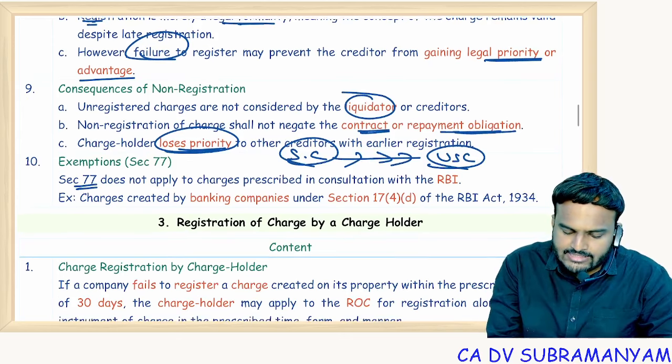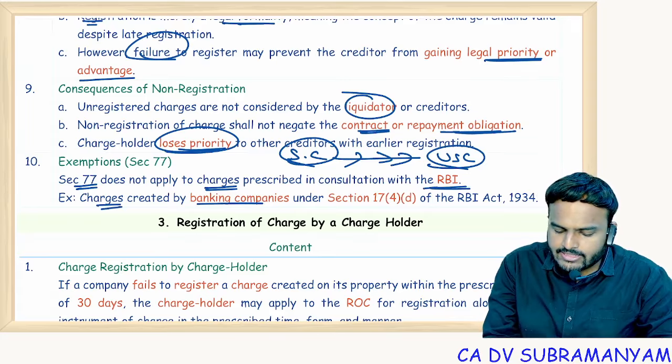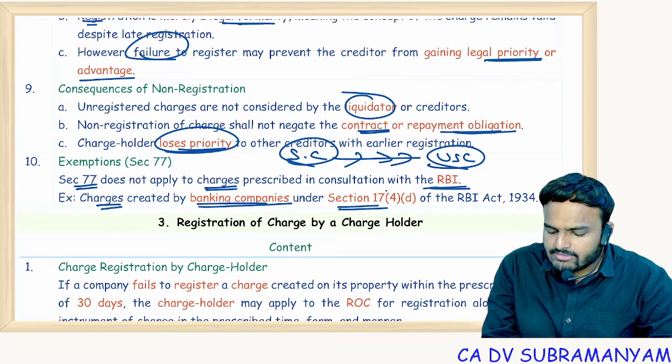And section 77 does not apply to the charges prescribed in consultation with the RBI. Charges created by banking companies under section 17 subsection 4 clause D of the RBI Act 1934.